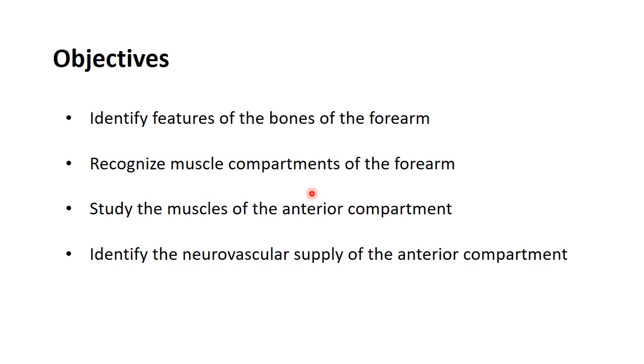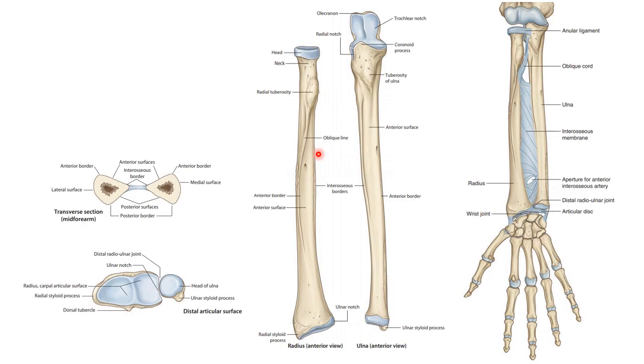The most important objectives we need to know by the end of the lecture are: first, identify features of bones of the forearm; recognize muscle compartments of the forearm; study the muscles of the anterior compartment including origin, insertion, nerve supply, and action; and identify the neurovascular supply of the anterior compartment. We're going to discuss and study the nerves and arteries of the anterior compartment. So to start with, we have the bones of the forearm.